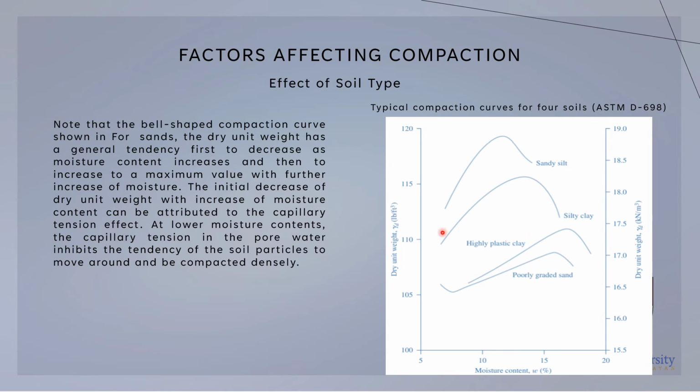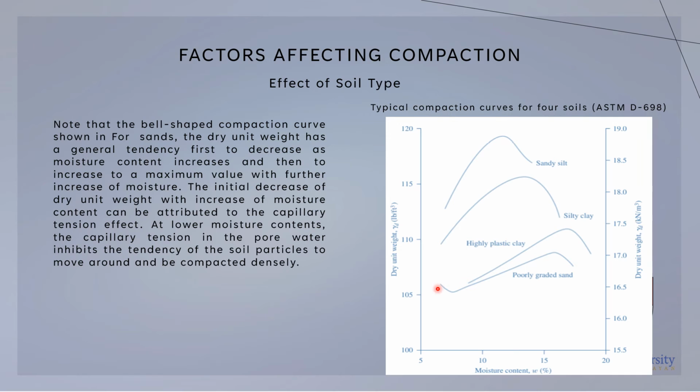So for different types of soil, our compaction depends on the type of soil. We know there are types of soil like sand and clay, for example. In the previous studies or tests conducted on these types of soil, these are the common shapes of the compaction curves. They have different behavior. For our highly plastic clay, its range of dry unit weight with respect to its moisture content is lower than that of the sandy silt.